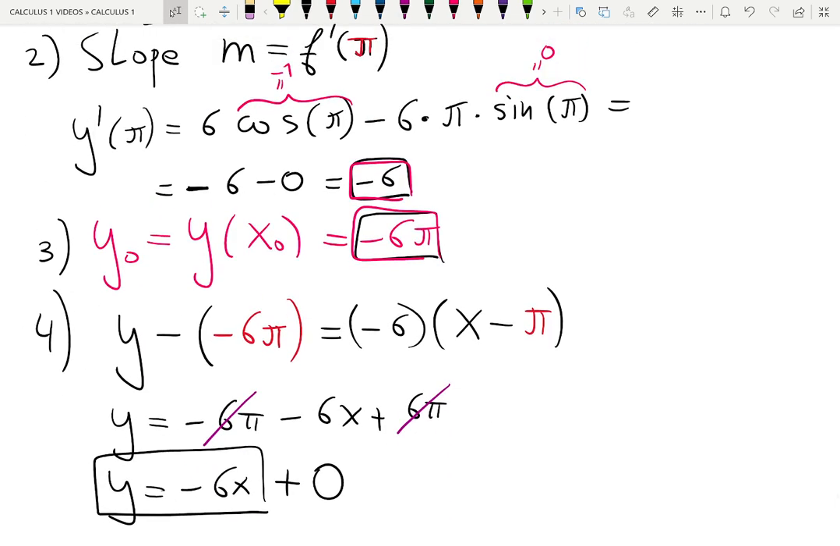Good job for practicing. Please learn how to find the equation of a tangent line as soon as possible, because we will be using it in calculus 1, 2, and 3.